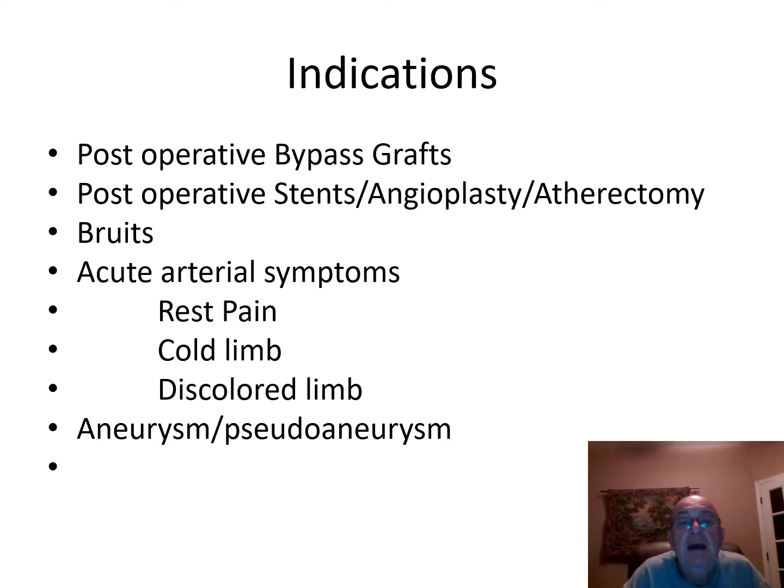So anybody that's had bypass grafts, stents, angioplasty, or atherectomy, anybody that presents with a femoral bruit, and of course anything that represents acute arterial symptoms, which would be sudden. And we have to go with this acute as being they were fine and then all of a sudden these symptoms appeared. Rest pain, cold limb, and discolored limb. It's colored and usually bluish or maybe white. And of course anybody with suspected aneurysm or pseudoaneurysm.